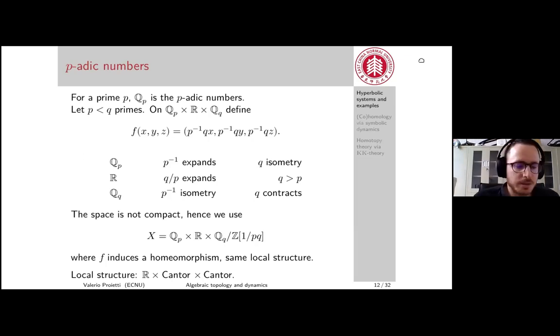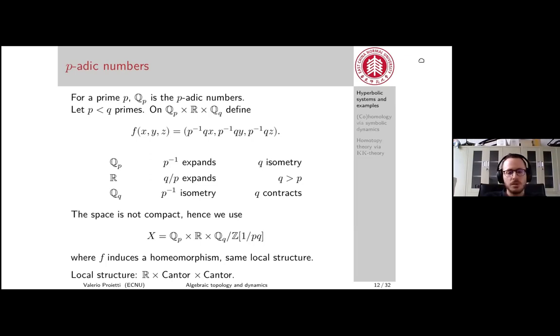A third example, which has maybe a number theoretic flavor of some sort, is coming from the p-adic numbers. If p and q are two primes and I assume q is bigger than p, I can consider Q_p times R times Q_q and define this map there, which is the multiplication by q over p on each coordinate. You can see that on Q_p, p inverse expands and q is an isometry. On R, q over p expands simply because q is bigger than p. And on Q_q, dually, p inverse is an isometry and q contracts.